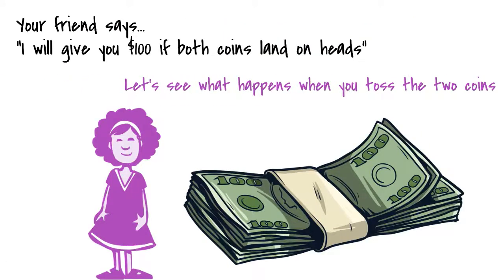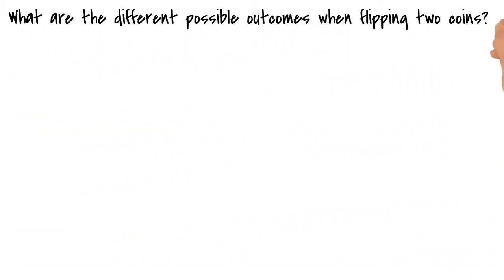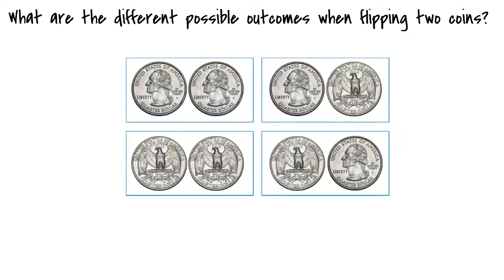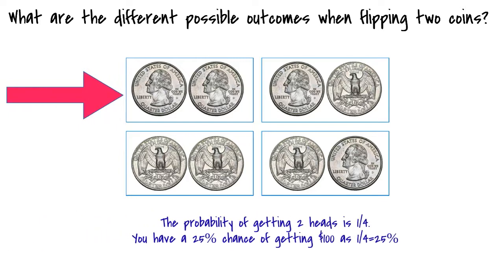Your friend tells you, "I will give you $100 if you flip 2 coins and they both land on heads." Let's see what happens when you toss the 2 coins. What are the different possible outcomes when flipping 2 coins? Well, you can get 2 heads, a head and a tail, 2 tails, or a tail and a head. Therefore, the probability of getting 2 heads is 1/4.